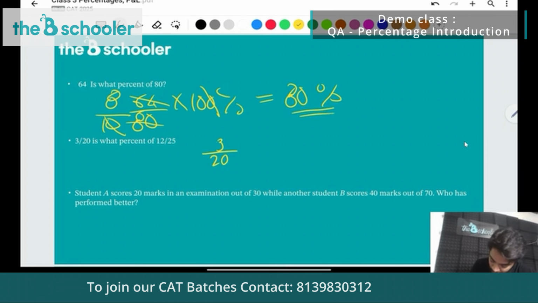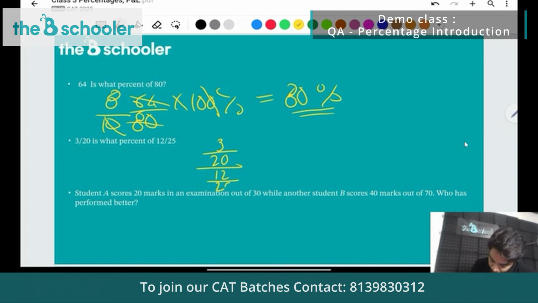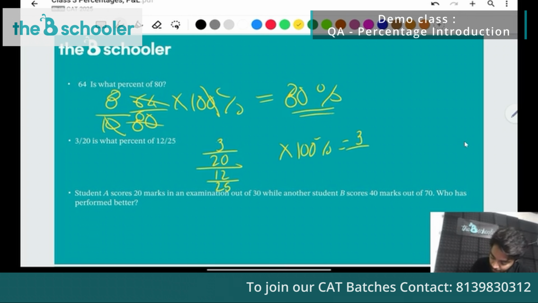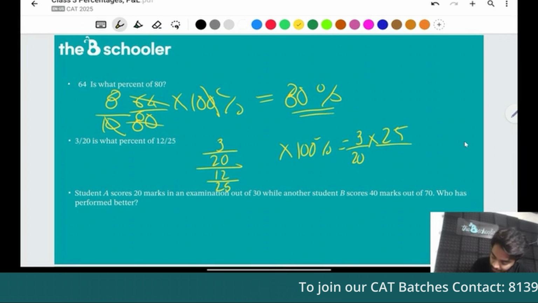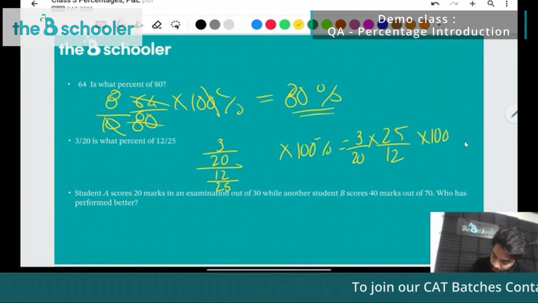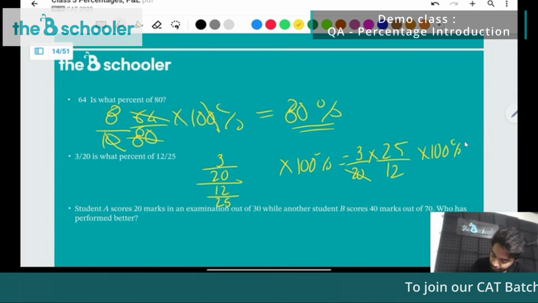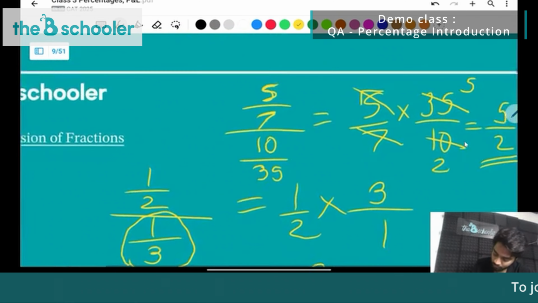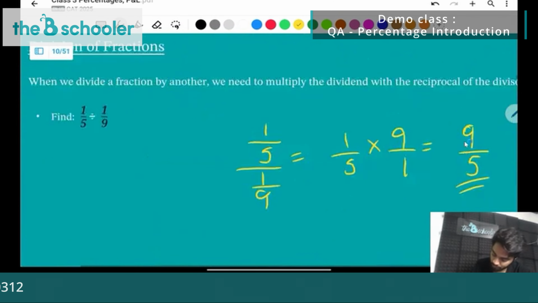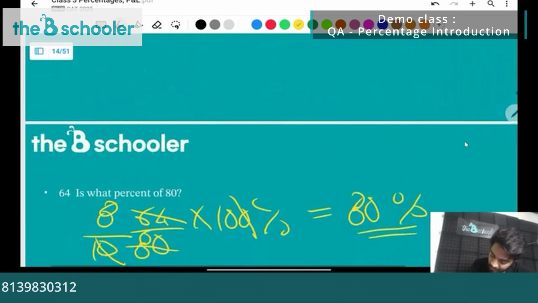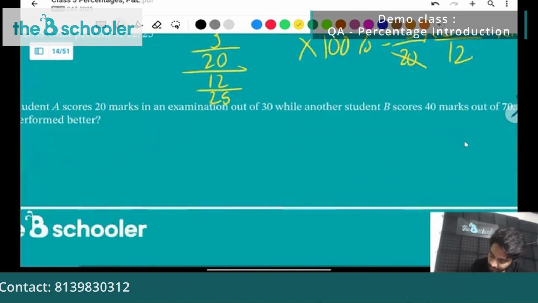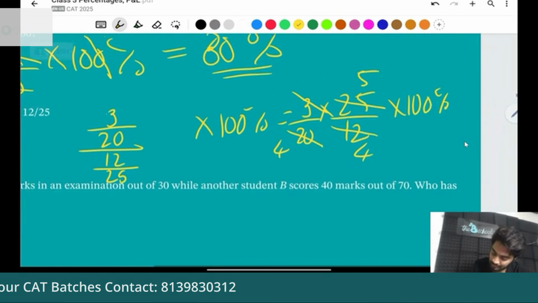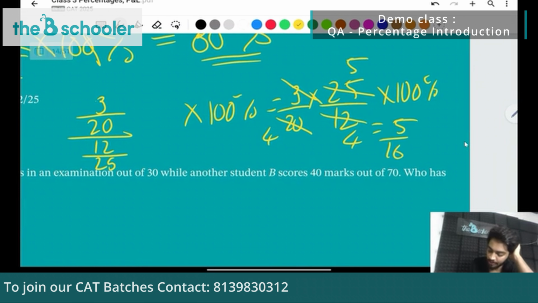3 by 20 divided by 12 by 25 into 100 percentage. This is division of fractions. What did we do? 3 by 20 into 25 by 12 into 100 percentage. Okay, I can cancel 5 from both of them. I can cancel 5. I'll get 5 here. I'll get 4 here. Again, I can cancel 3. I'll get 4 here. What did I get? 5 by 16. 5 by 16 into 100 percentage.